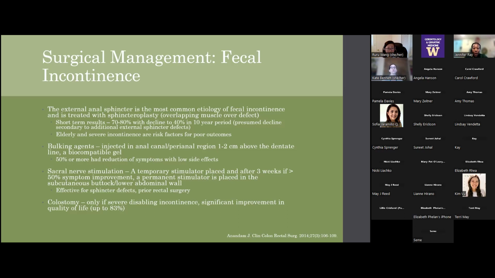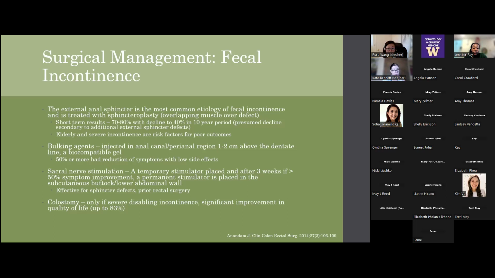This is a biocompatible gel that's injected into the anal canal or perianal region, about 1 to 2 centimeters above the dentate line, which is the separation of your smooth muscle tissue and then your squamous tissue from the anorectal angle or anorectal space. So 50% or more have reduction of their symptoms with low side effects. So it actually works pretty well in terms of your other mechanisms to help treat fecal incontinence.